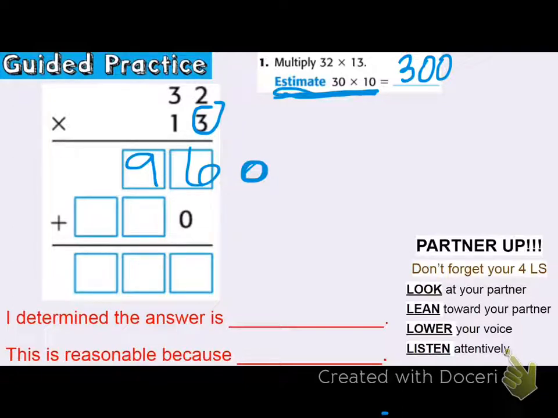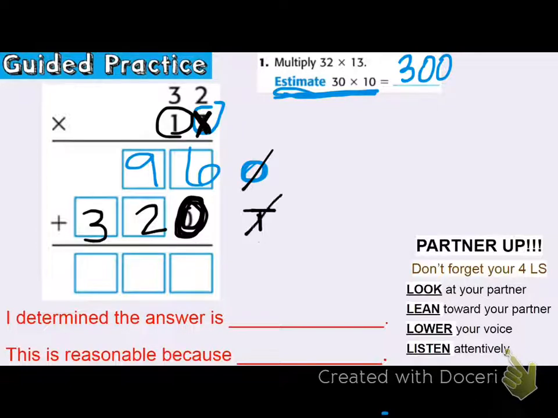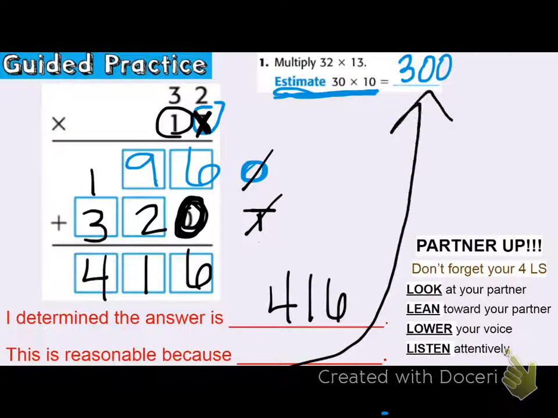Moving on now to the tens place. In order to multiply by 10 or move into that tens place, I can cross off the ones place and add a 0 as a placeholder. And then I'm going to multiply 1 times 2. Well, that's 2. 1 times 3 is 3. So 320 for my tens place. Okay, and the next step is to add those two. Well, 6 plus 0 is 6. 9, 10, 11. Bring up my 1. 416. I determine the answer is 416. It's reasonable because it's close to my estimation. Don't forget to check your answer.